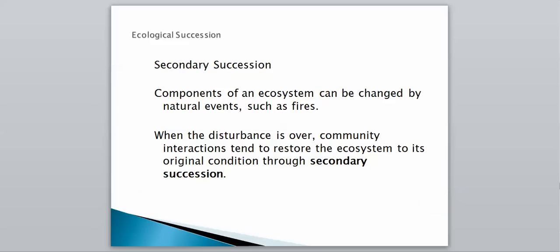So our next one is secondary succession, and this occurs when components of the ecosystem are changed by natural events, such as fires. And then when the disturbance is over, community interactions tend to restore the ecosystem to its original condition through secondary succession. So a fire is just a naturally occurring event, and it really is not overly devastating. Sometimes fires are actually needed to help wipe out maybe one species that's taken over too much in order to restore an ecosystem to what it should be, and that occurs in secondary succession.